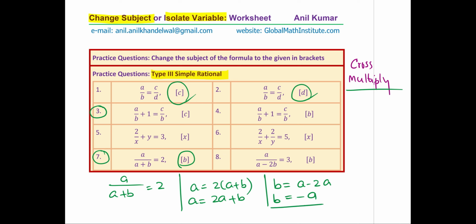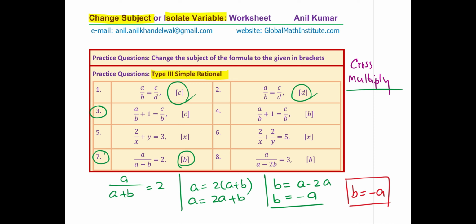So that is how we could easily do the change of subject by using cross multiplication when we have an equation which is kind of a proportion. Is that clear to you? Perfect. So we have done all this.